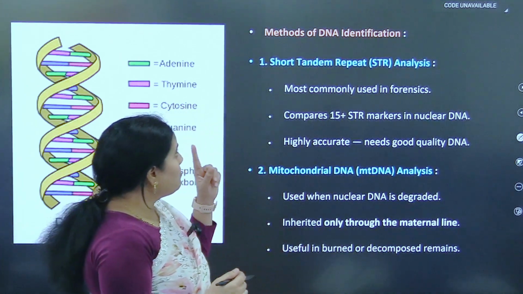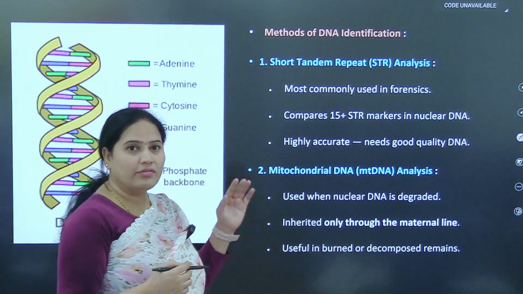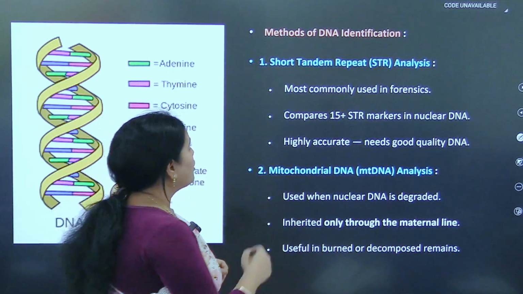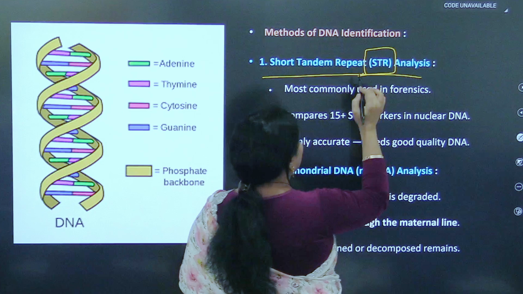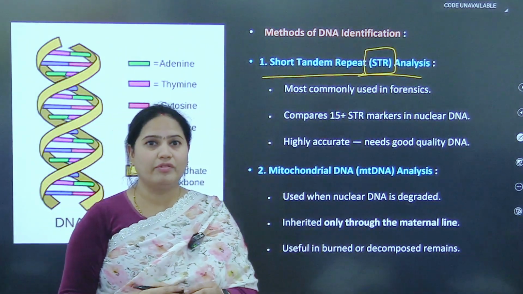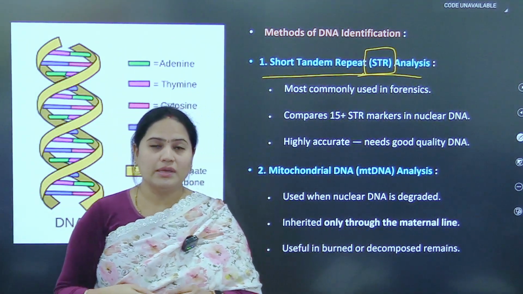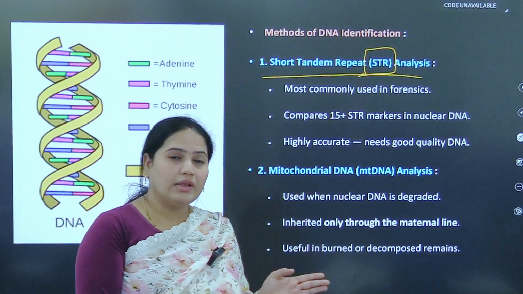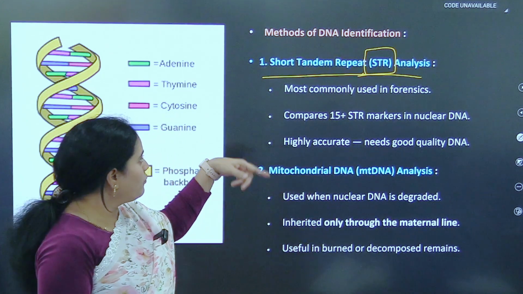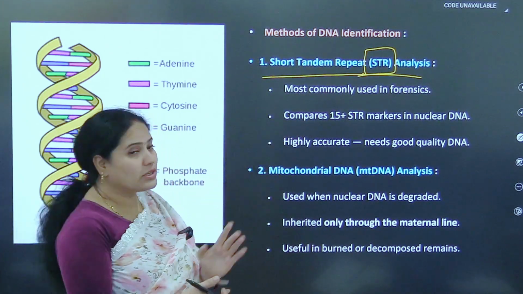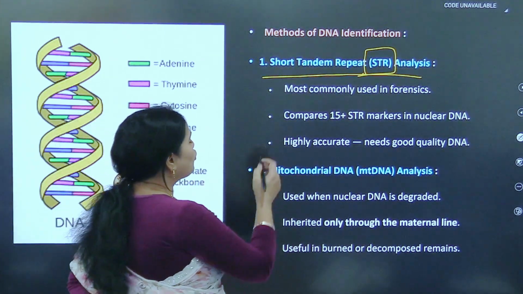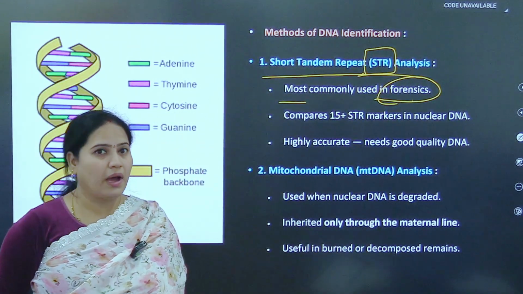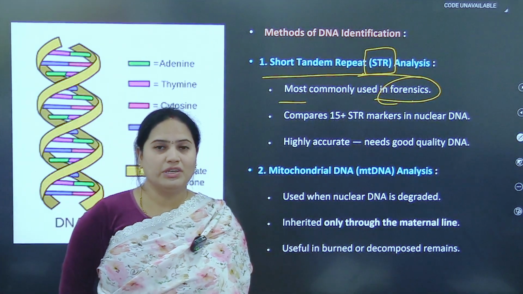Now let us understand the methods of DNA identification. What are the different types of methods involved in DNA identification? The first and foremost method is the short tandem repeat, in short the STR. This topic is not only relevant for UPSC mains anthropology paper 1, where the applications of anthropology are very important, but also for prelims. Usually match the following type questions are asked. Most commonly it is used in forensics, and we already understood that forensic anthropology is part and parcel of our syllabus under paper 1 chapter number 12.